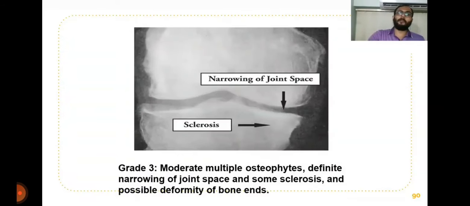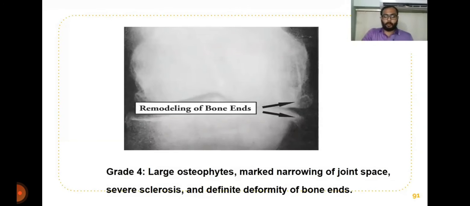This is grade 3. With this grading, I shall explain the management protocol. And in grade 4, definitely there will be no space. Completely space restriction will be there. Large osteophytes, definitely deformity will be there. And please note that varus deformity is more commonly affected with osteoarthritis and valgus deformity more with rheumatoid arthritis.